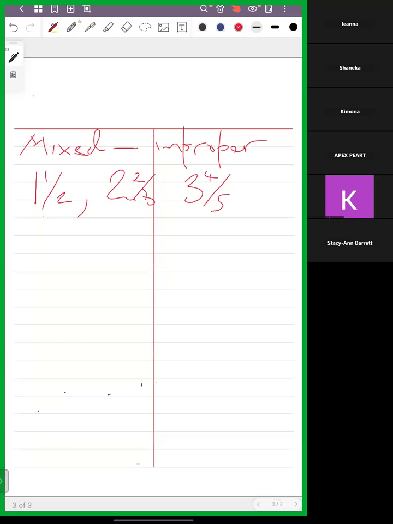Let's take, for example, 1 and 1/2. We're going to take the number at the bottom, which is the denominator. Let me just change my ink here for a second. Ballpoint pen, okay. So we're going to take the bottom number, which is 2, and multiply it by the number at the side, which is 1. When we're done, we're going to add the top number to the result and put it back over 2.